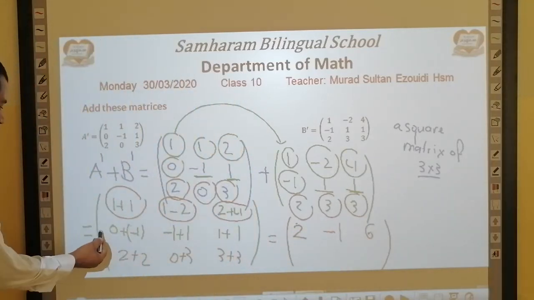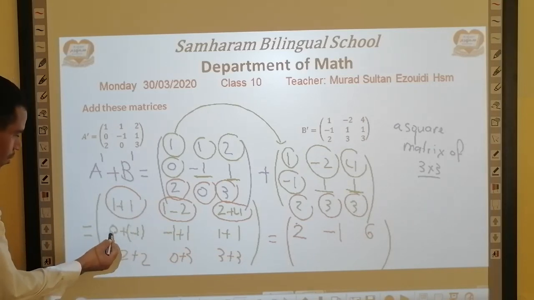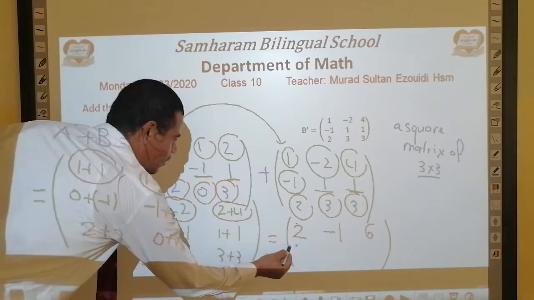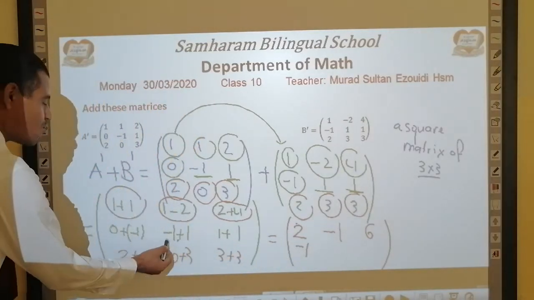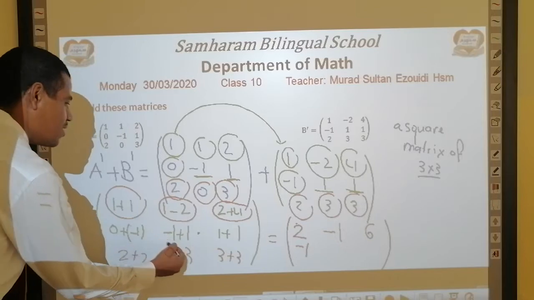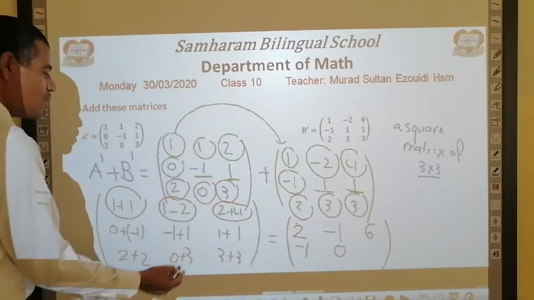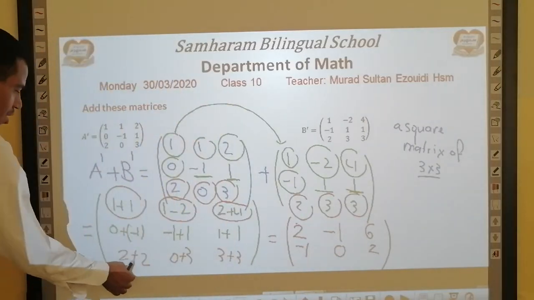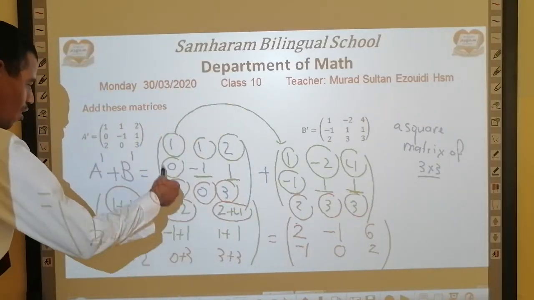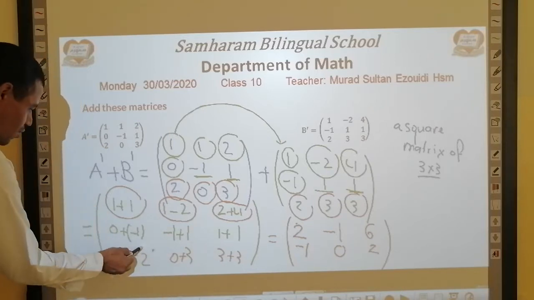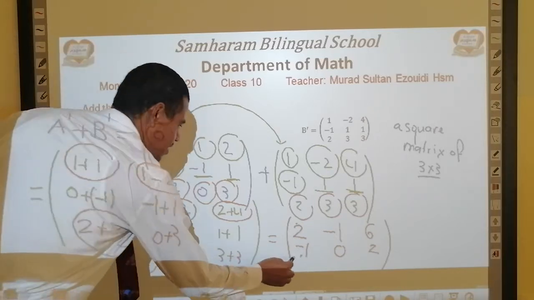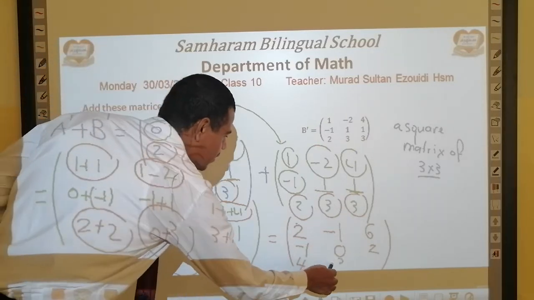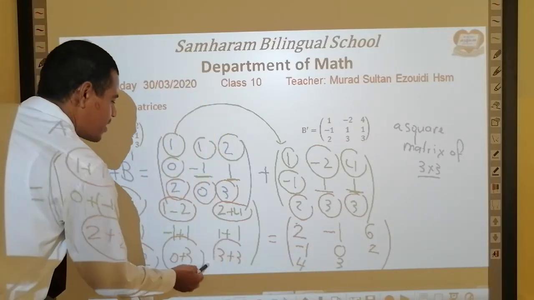Then move to the second row, first column. 0 plus negative 1 is negative 1. Good boy. Then minus 1 plus 1 is the same as 1 minus 1. It's 0. Good boy. Then 1 plus 1, my kids, is 2. Move to the third row, first column, then the third row, second column, and so on. 2 plus 2, my kids, is 4. I'll just write here 4. Then 0 plus 3 is 3. Good boy. And 3 plus 3, my kids, is 6.